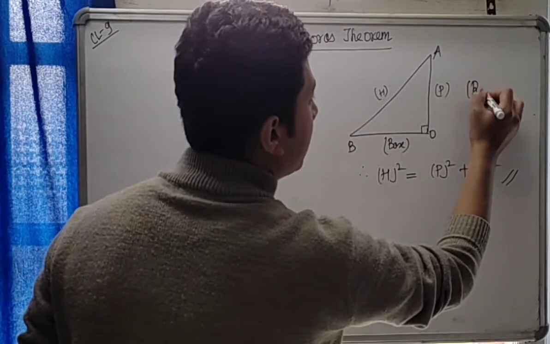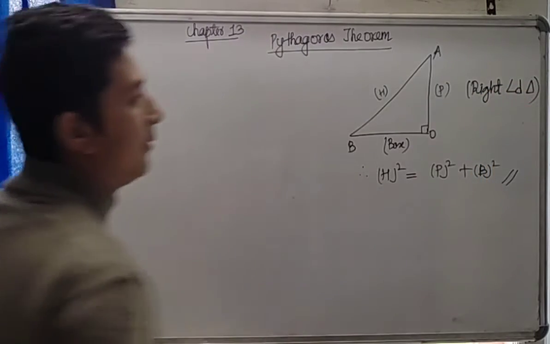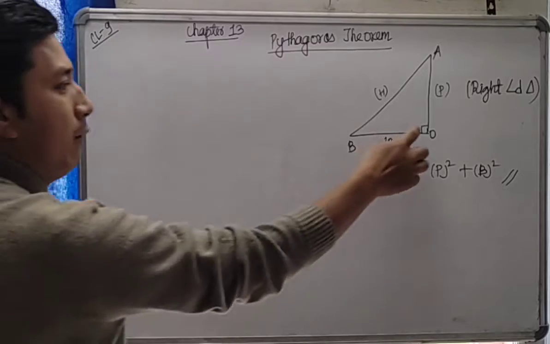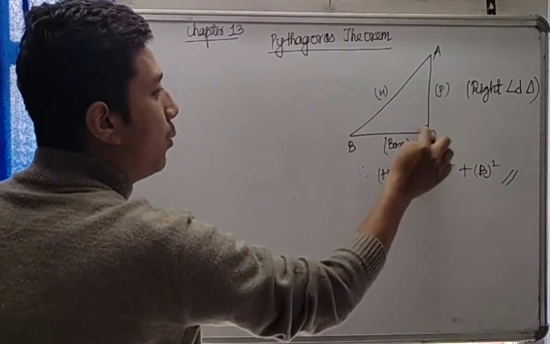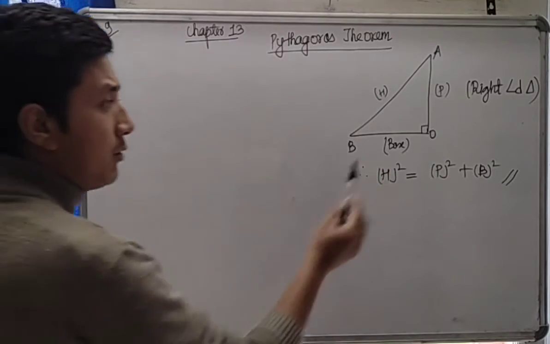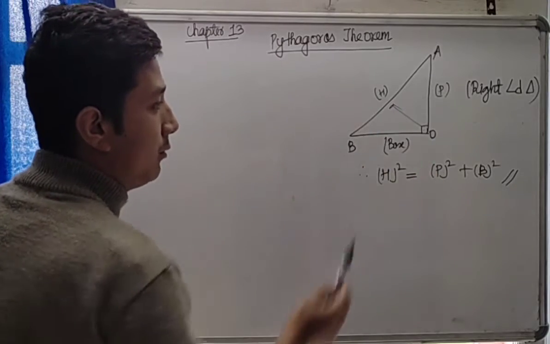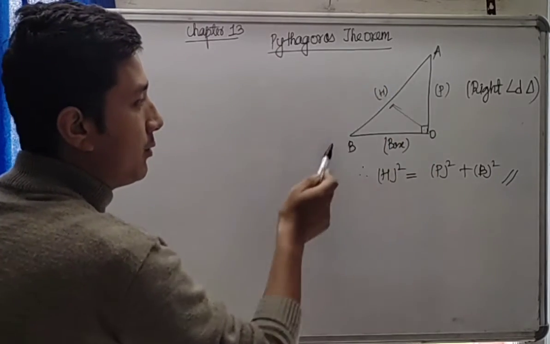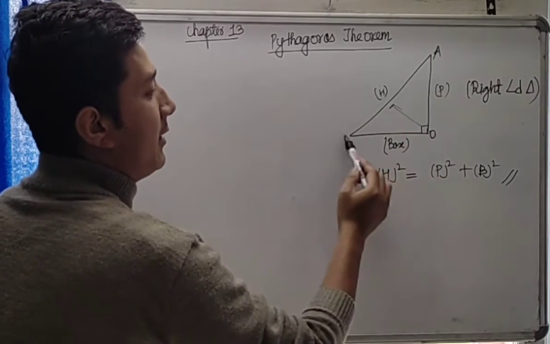We need a right angled triangle like this. A right angle triangle means one of the angles will be 90 degrees. Here I have taken right angle triangle AOB, and this is my 90 degree. The side opposite to 90 degree is always taken as the hypotenuse, as we know. Opposite to 90 is AB, so this AB is the hypotenuse, and this is my perpendicular, and then the remaining one is my base.